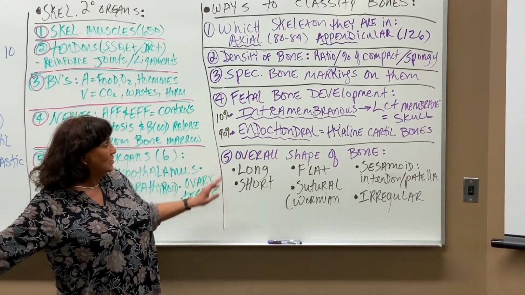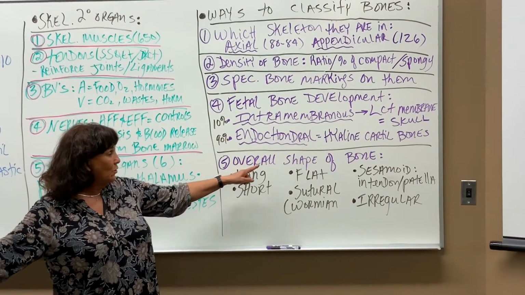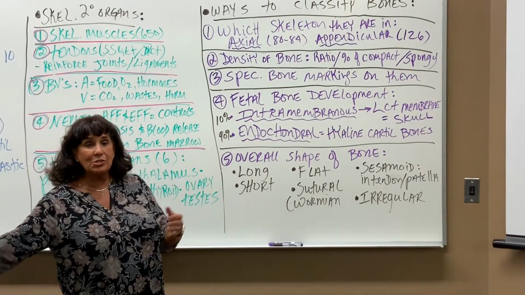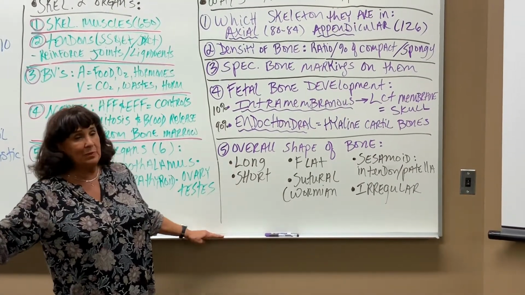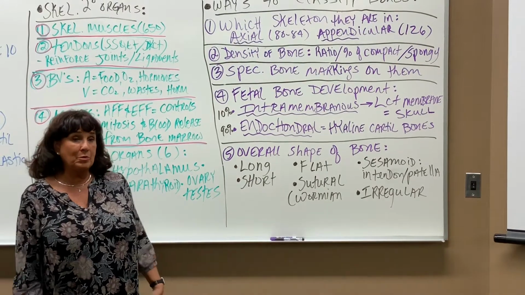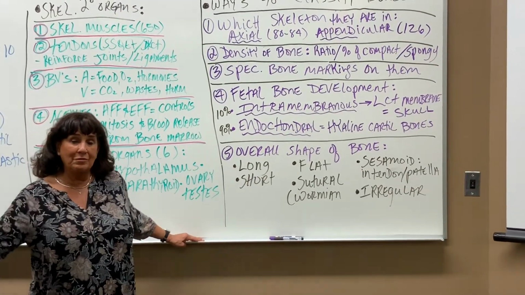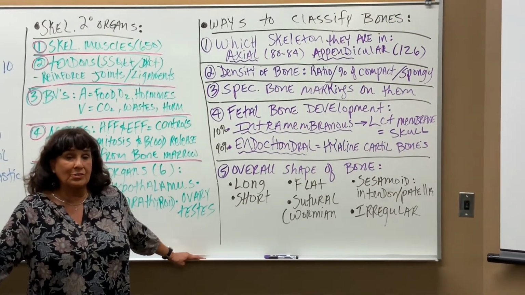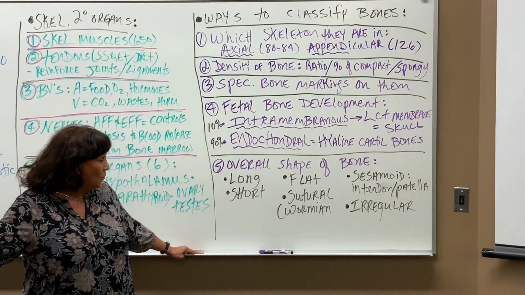And then the last thing you can do is you can identify your bones based on their overall shape. And so if you have a long bone, that means it's longer than it is wide. And so long bones would be like your humerus, your radius, ulna, femur is the longest bone. And then we have the tibia and the fibula. We also have metatarsals and metacarpals. Those are considered long bones because they're way longer than they are wide.